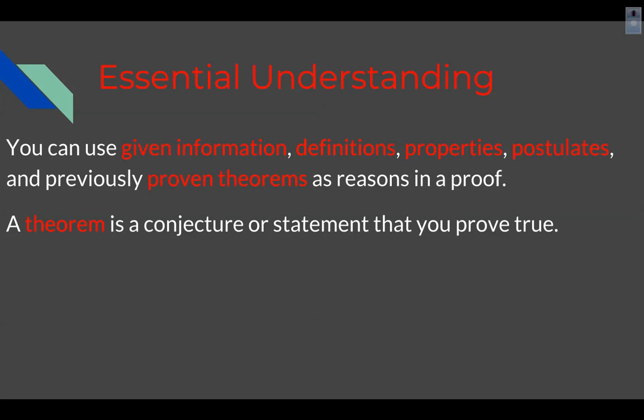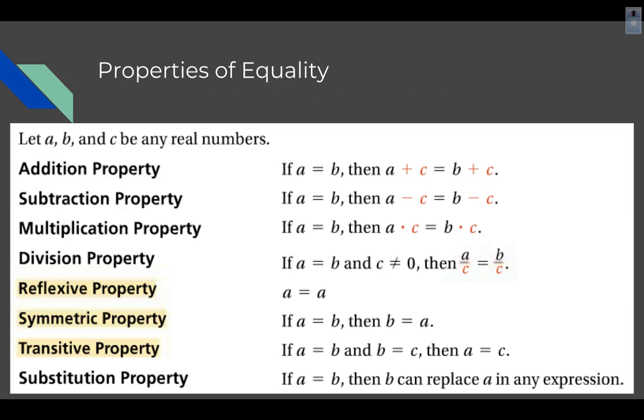A theorem is a conjecture or statement that you prove true. So these conditional statements, we're going to use those and prove those to be true, and we're going to use all these different ways to do that. Before we go there, let's take a look here.